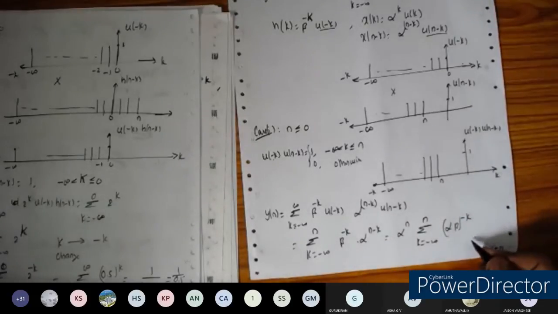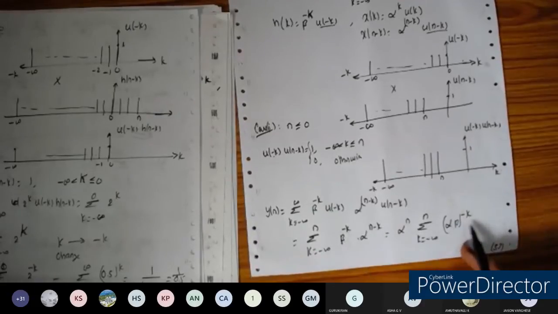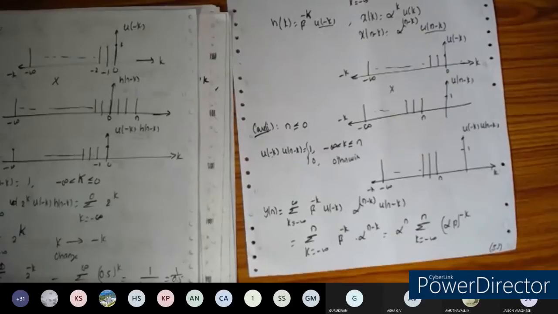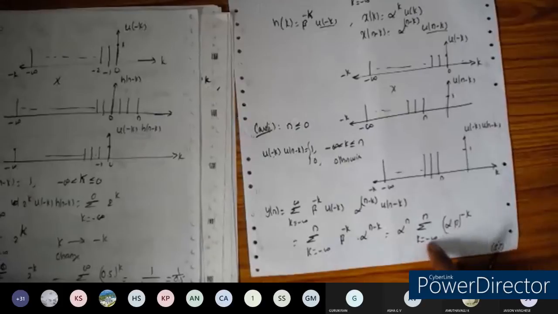Can we write this? Alpha to the power of minus k into beta to the power of minus k. Taking the minus k common, we can write alpha beta to the power of minus k. Is it okay? Can we write like this? Yes, sir. Okay, fine.